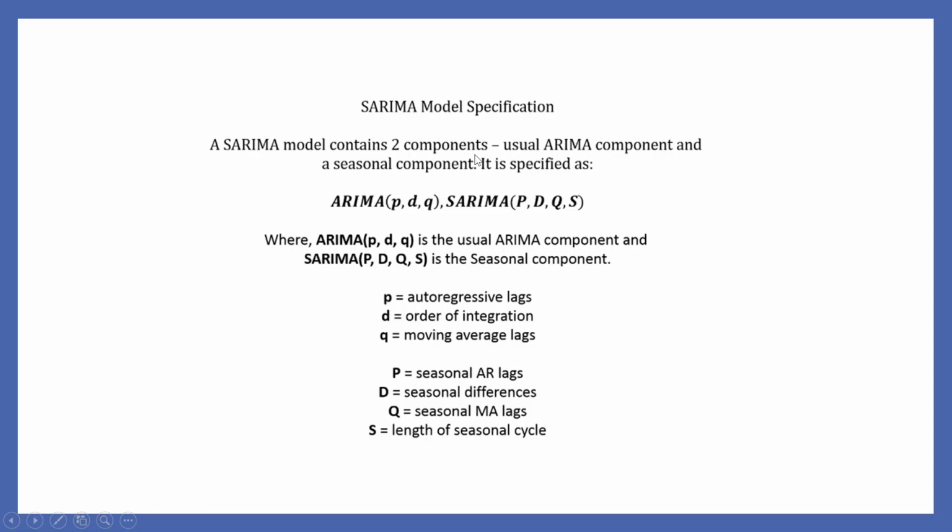A SARIMA model contains two components, the usual ARIMA component and a seasonal component. It is specified as ARIMA (p, d, q) with small letters, and SARIMA (P, D, Q)S with capital letters, where ARIMA (p, d, q) is the usual ARIMA component and (P, D, Q)S is the seasonal component. The small letters p, d, q stand for: p is autoregressive lags, d is order of integration, q is moving average lags. Capital letters P, D, Q, S stand for: P seasonal AR lags, D seasonal differences, Q seasonal MA lags, S length of the seasonal cycle.